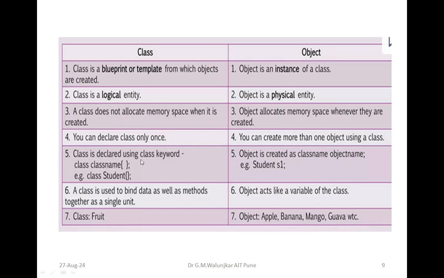Class is declared using the class keyword. That is, class is the keyword, followed by the name of the class. For example, class Student. Object is created as class name and object name. So Student S1. So S1 is the object of class Student that we are specifying here. Then a class is used to bind data as well as methods together as a single unit, whereas objects act like a variable of that particular class. Again, you can have another example of class as Fruit, and objects of that particular Fruit class are apple, banana, mango, guava, etc. Okay.